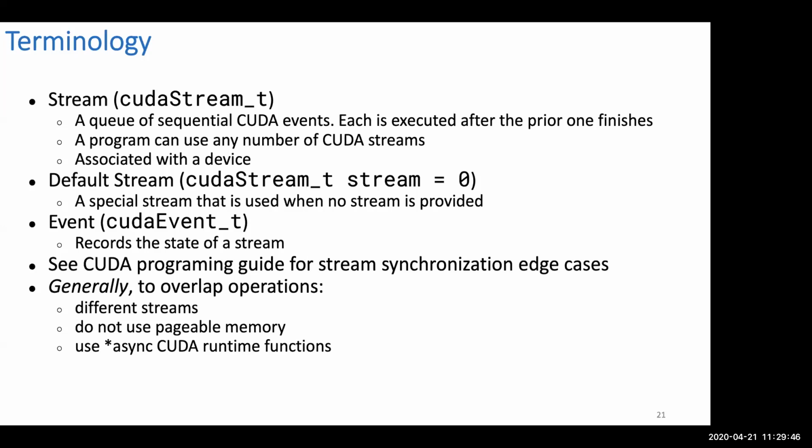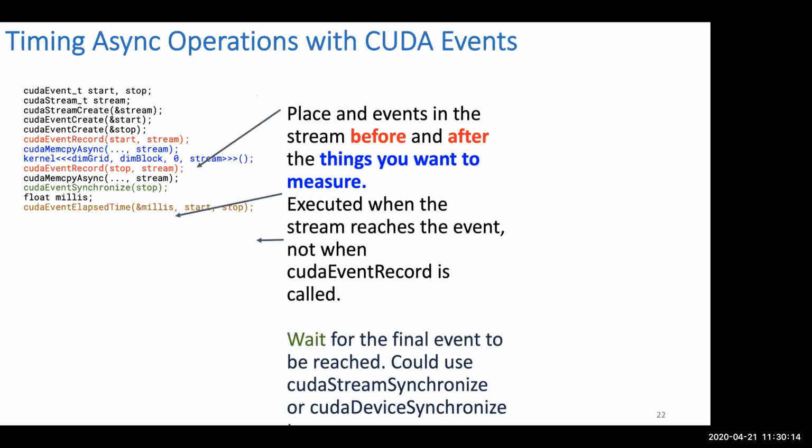But the real point here is that generally, when we're overlapping operations on the device, we put those operations in different streams. There are particular asynchronous runtime functions that we need to use, like cudaMemcpyAsync. And you also want to avoid using pageable memory. So generally, this is what we're doing when we have multiple overlapped operations on the GPU. Excuse me, the formatting on this slide's not great. I can fix this and upload it after I'm done.